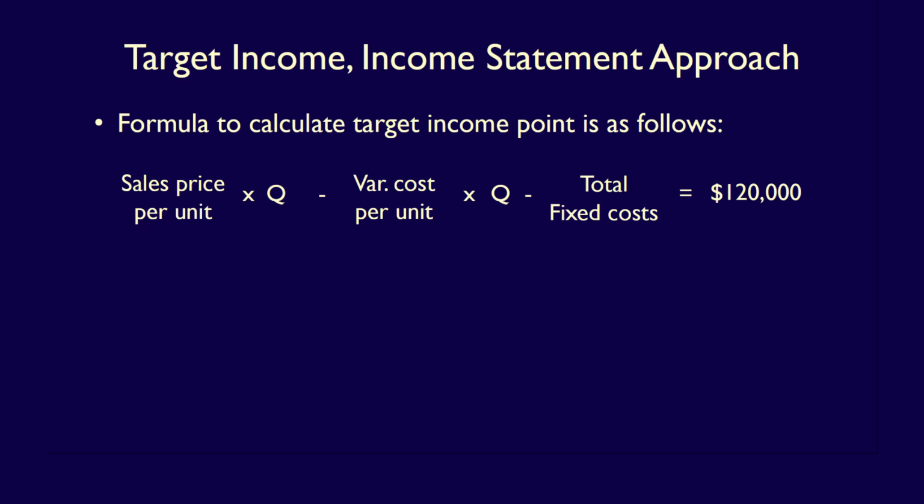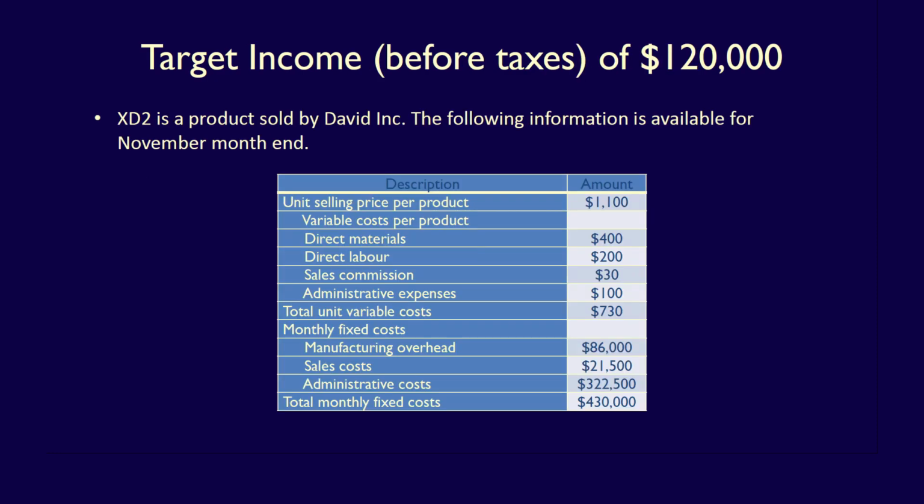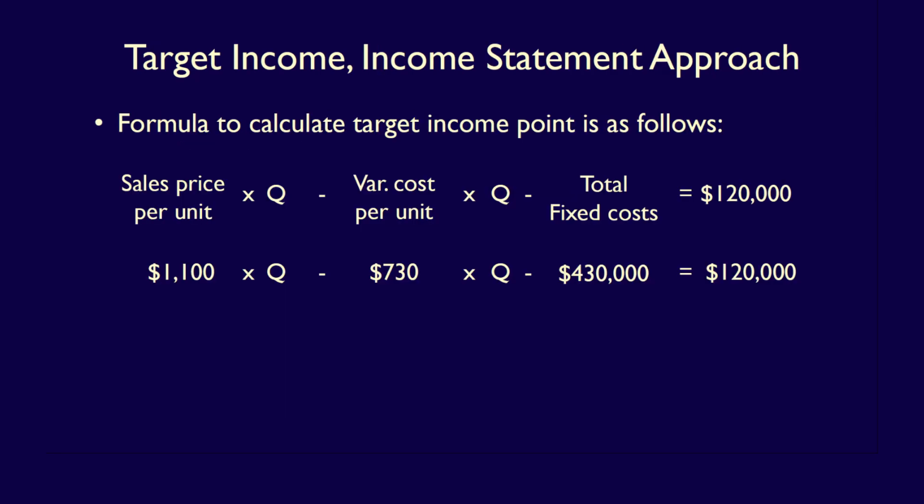Let's now use the information for David Inc. in the formula and solve for Q. David's sales price per unit is $1,100, their variable cost per unit is $730, and their total fixed cost is $430,000. We're going to use this in our formula. 1,100Q minus 730Q minus $430,000 is equal to $120,000.